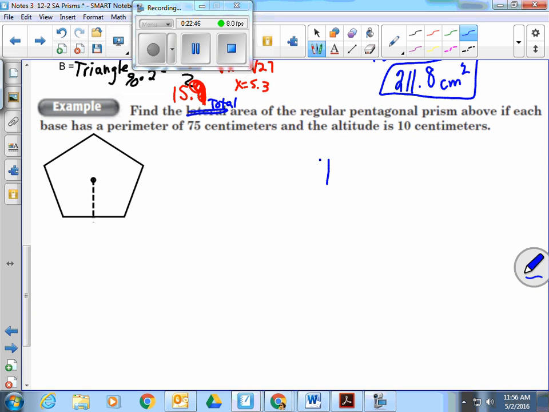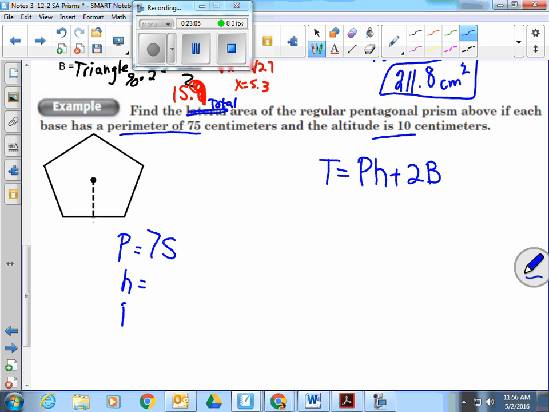If we're finding total, it's big P times H plus 2 big B, right? So the first thing I'm going to have to do is find the big P. Anybody know what the big P is? 75. Very good. And anybody know what the height is? Oh, because they told us, right? So the only other thing I need to do is find that big B. So right here, I know this is 75 times 10, which is 750. How many of you got that far and you got stuck?